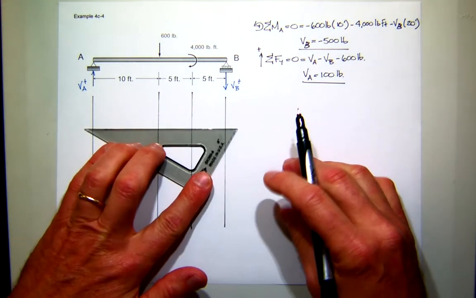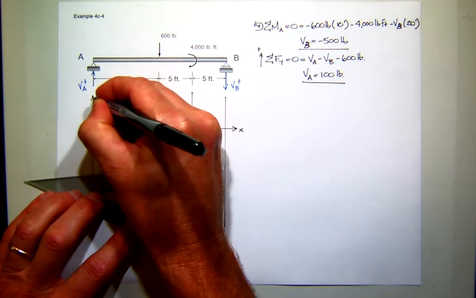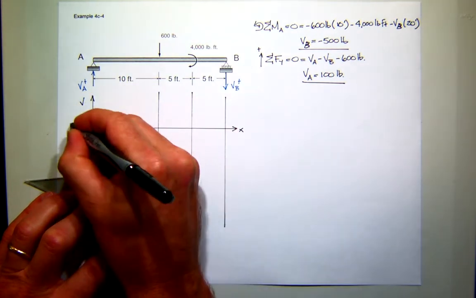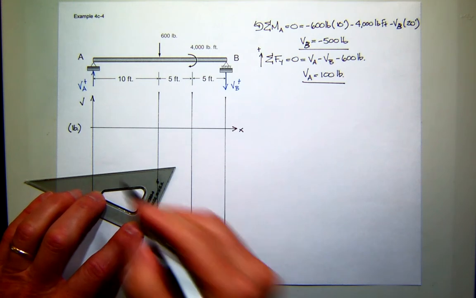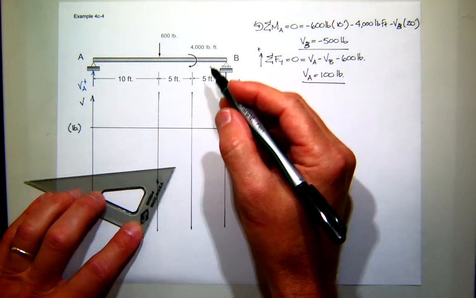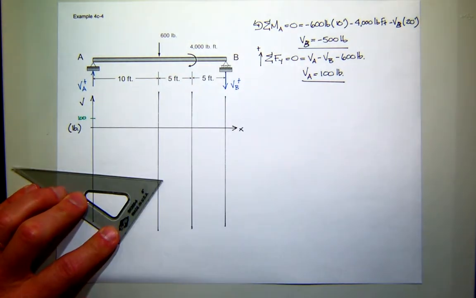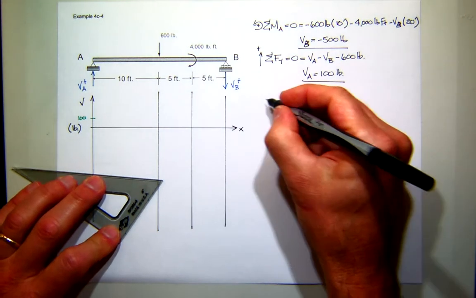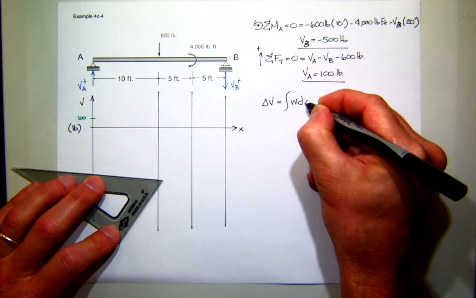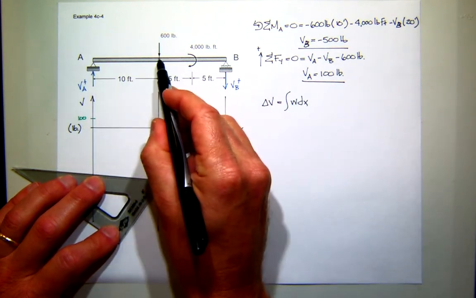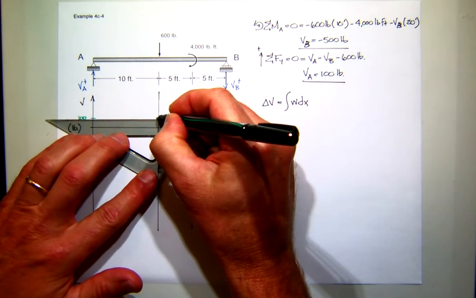So now I can come back and I'll establish a positive x-axis and a positive shear axis, and we'll make all of our units in pounds. So starting on the left-hand side, what is the shear at A? 100 pounds. And don't forget our guiding principles here. We know that the change in shear is the area under the load curve. What's the area under the load curve for the first 10 feet? Zero, so no change. So at 10 feet, the shear should be 100.